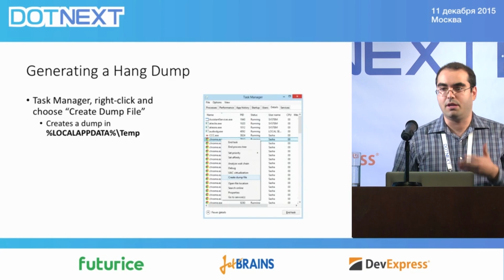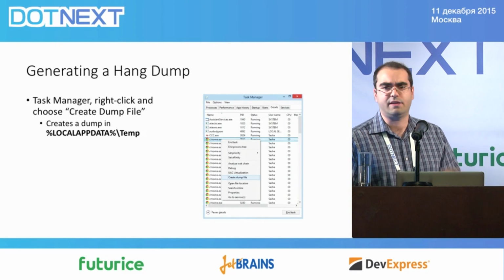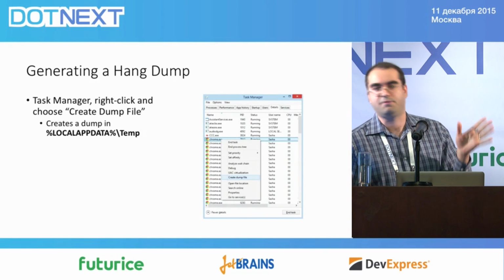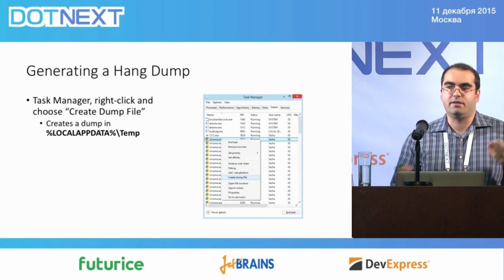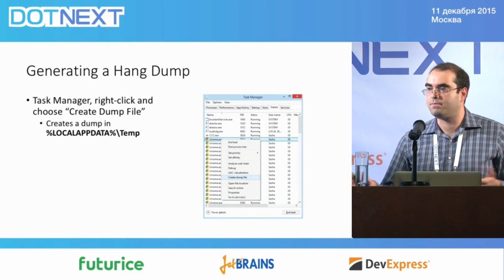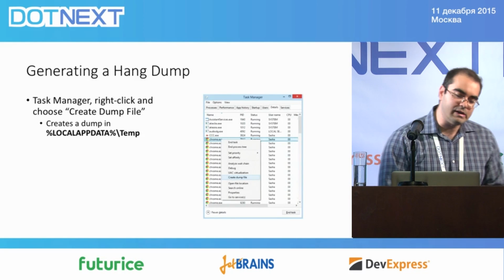One option is Task Manager. You can just point Task Manager to a process, right-click, create dump file, you get a file. That's a hang dump, right? So the process didn't crash, you just decided you want a dump, so you click, get a dump.